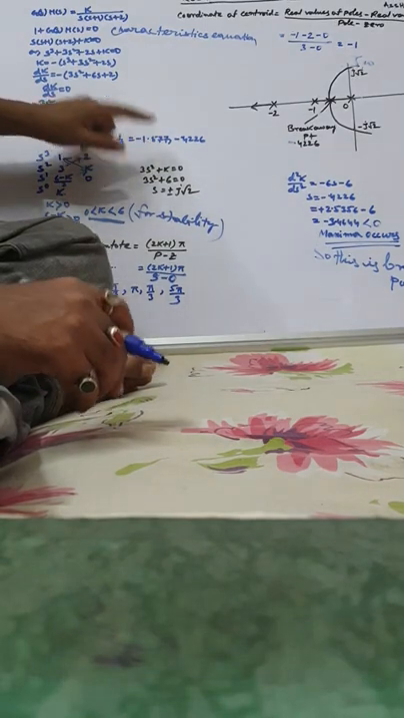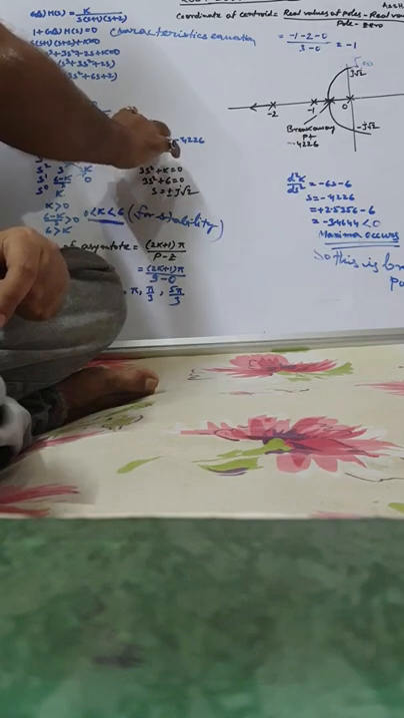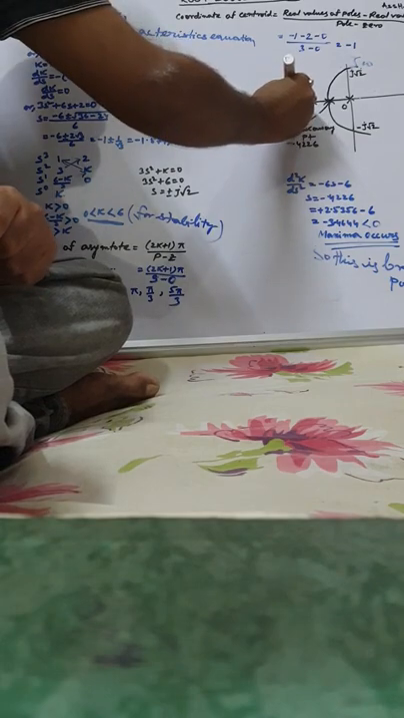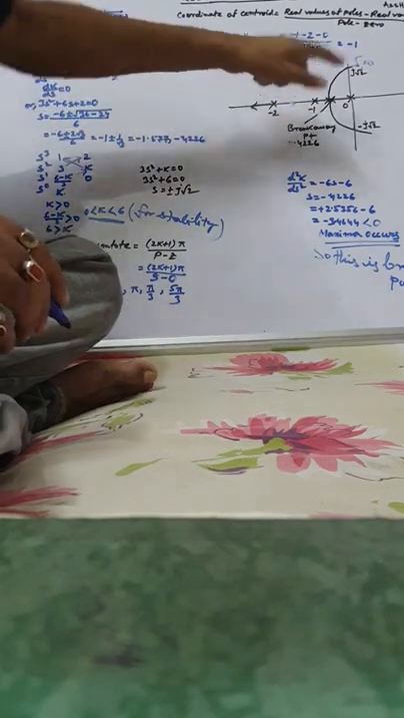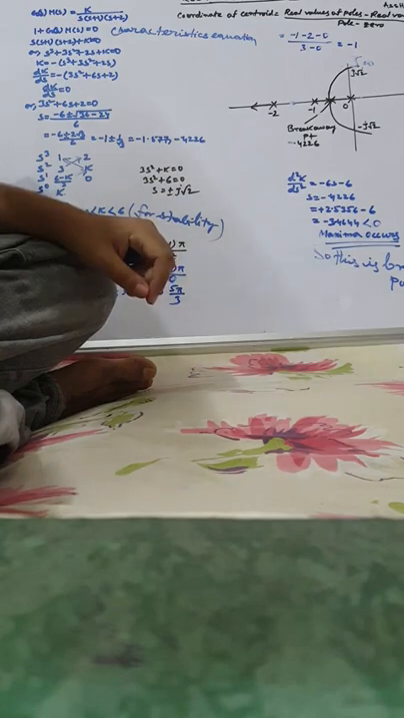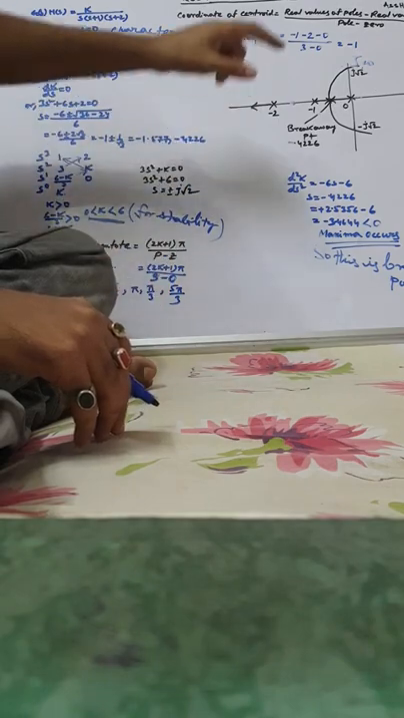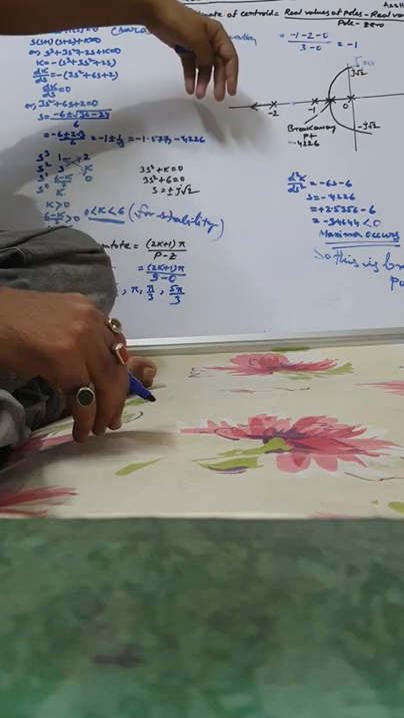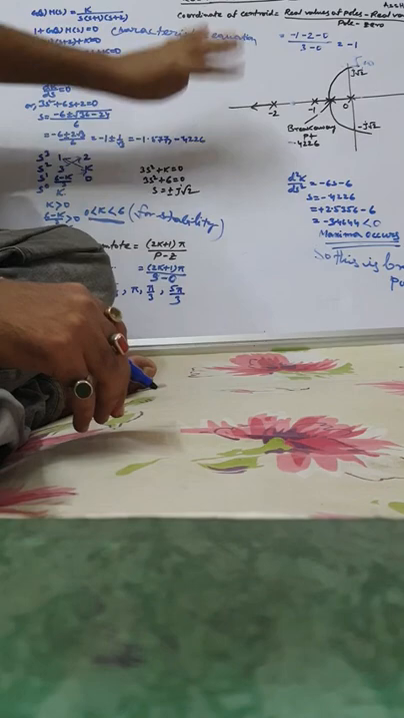Minus 1.577. This point lies somewhere here. But this is not the breakaway point. Breakaway point is minus 0.4226. This is not the breakaway point, minus 1.577, although it lies in the left part of the root locus. It lies in the left part of the root locus, but it is not the breakaway point.